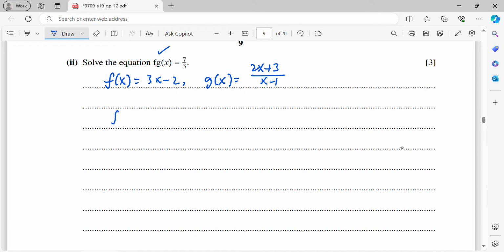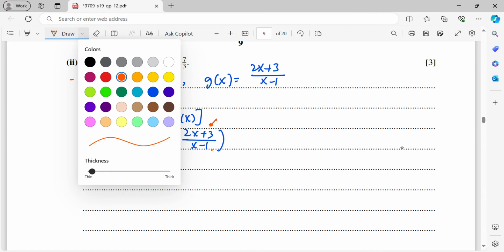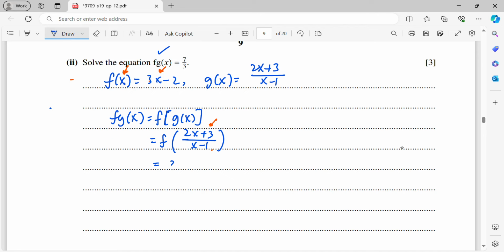Now the fg(x) is basically f of g(x). That means now I will replace my g(x) first. That is (2x plus 3) over (x minus 1). And now this means the x in your original f(x) will be replaced by this rational function. That means here I will be getting 3 of the rational function, then minus 2. Okay, and now I will do expansion.